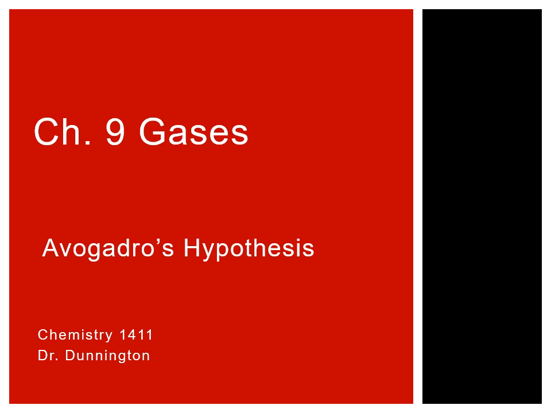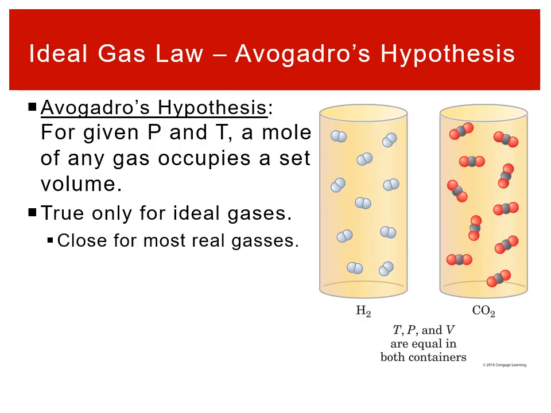Now we're going to apply some of the previous ideas from Chapter 9 in what's called Avogadro's hypothesis. Avogadro's hypothesis says that for a given pressure and temperature, a mole of any gas occupies a set volume. One thing you'll note is that this is called a hypothesis.